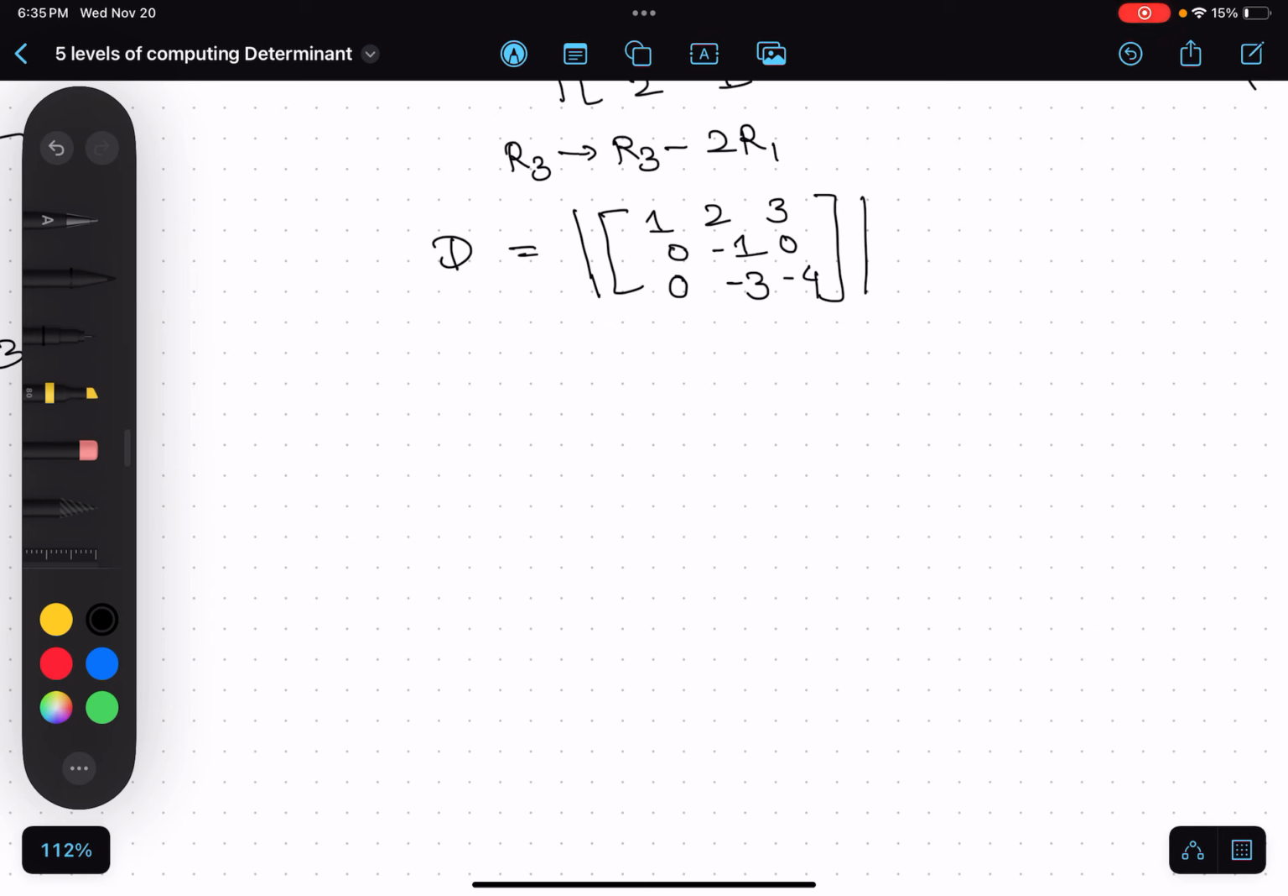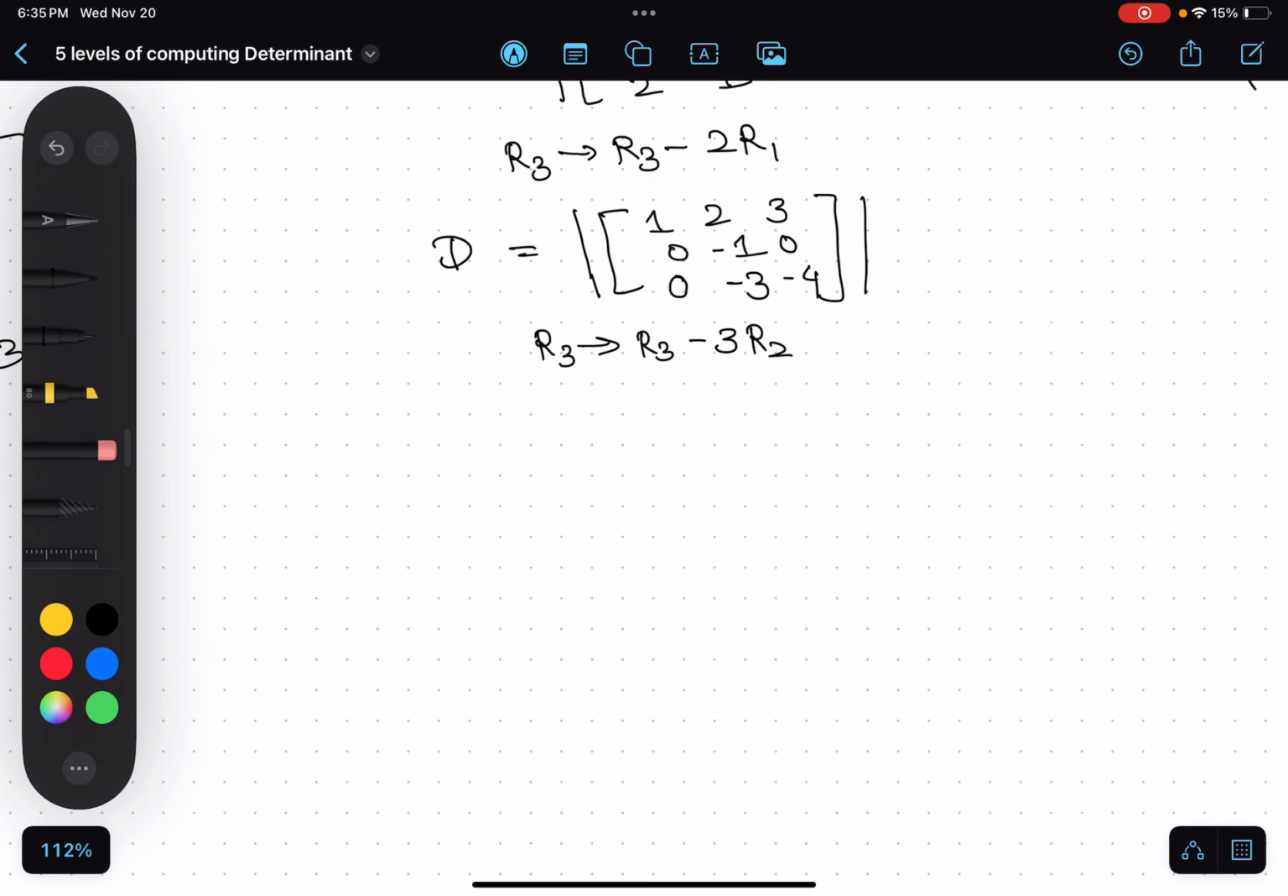So let's say row 3 becomes row 3 minus 3 times row 2, because if I do that, this negative 3 will be negative 3 minus 3 times negative 1, right? Because there's negative 1 in row 2. So this is just negative 3 plus 3, which is 0. So that will become 0. That's why I did this.